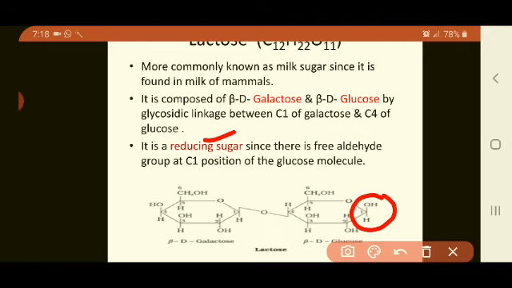Now what is galactose? Just see the fourth carbon atom of galactose. Here if you see the structure of glucose and galactose, it is very much similar, but the only difference is at the fourth carbon atom, the OH group is up and the H group is down. So this you have to remember. That is one molecule of galactose and one molecule of glucose.